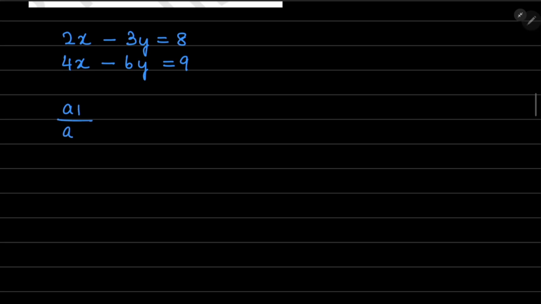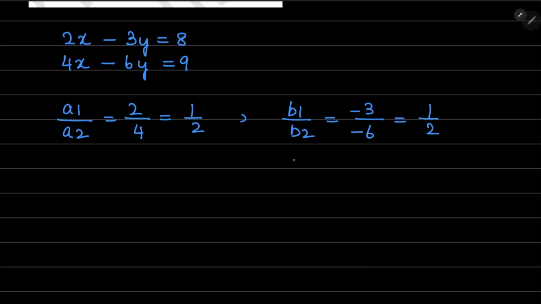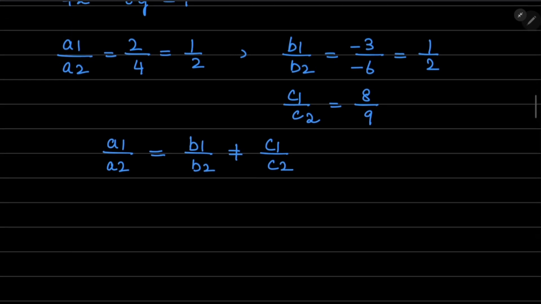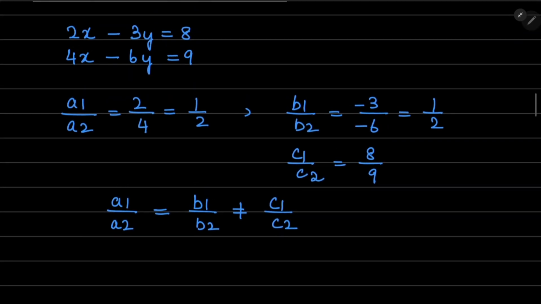What's your A1 by A2? It will be 2 by 4, which will be 1 by 2. What's your B1 by B2? You'll be getting it as minus 3 by minus 6, which is again equal to 1 by 2. And what will be your C1 by C2? It will be equal to 8 by 9, or minus 8 by minus 9 if you're taking your 8 and 9 to the LHS. So I will write it as 8 by 9. Now what do you observe? You will observe that here A1 by A2 is equal to B1 by B2, but this is not equal to C1 by C2, which you have found out with the ratios.